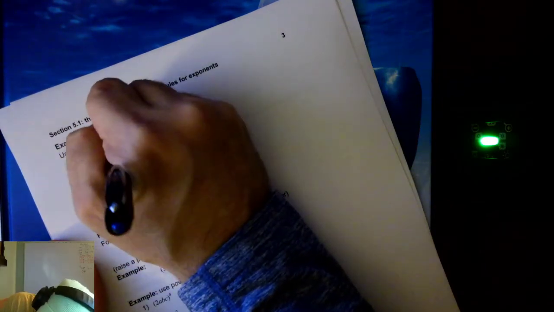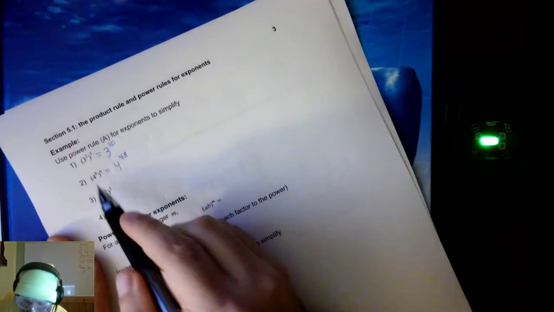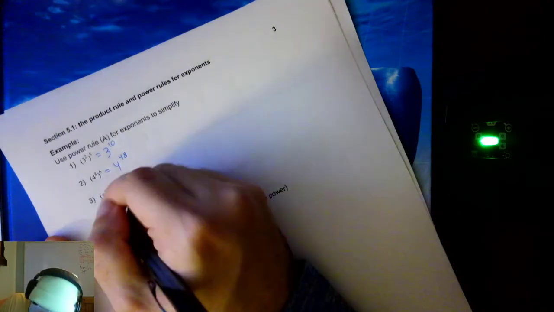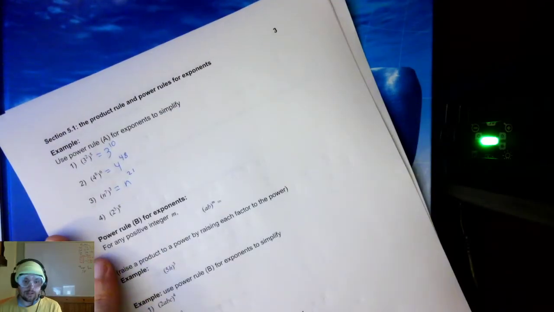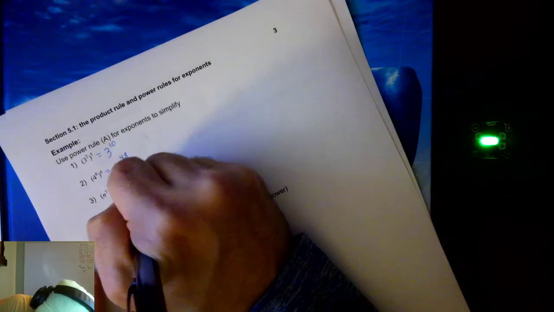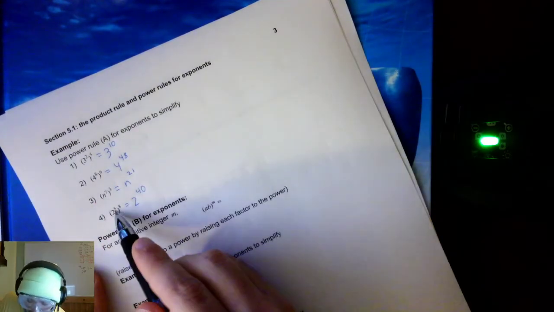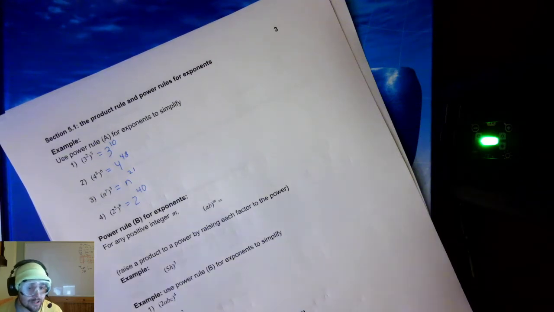So let's do some examples. Let's see. 3 to the 2 to the 5 will be 3, 2 times 5 is 10. That'll be 3 to the 10. 4 to the 8, all to the 6, will be 4 to the 48, because 8 times 6 is 48. N to the 7, all to the 3rd, will be N to the 21, because 3 times 7 is 21. And then 2 to the 5 to the 8 will be 2 to the 40, because 5 times 8 is 40. Notice we just have to multiply when we have powers to powers. That was our first power rule.